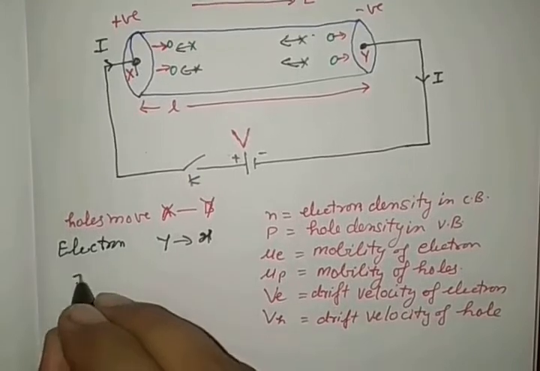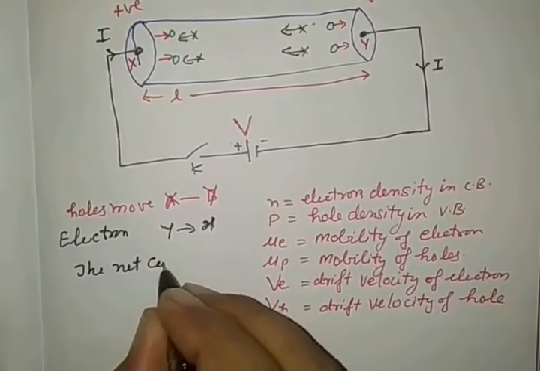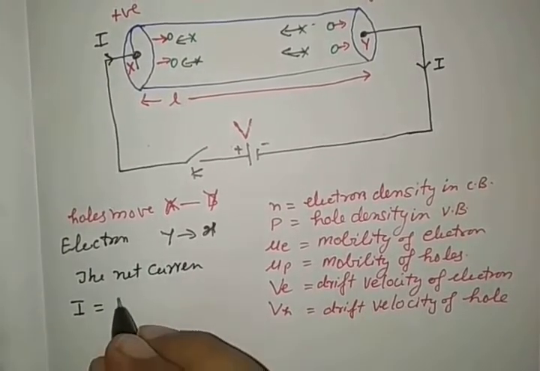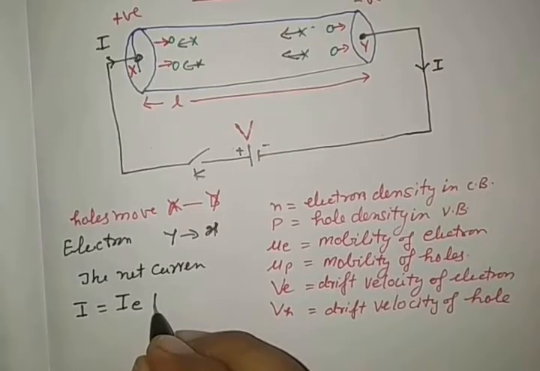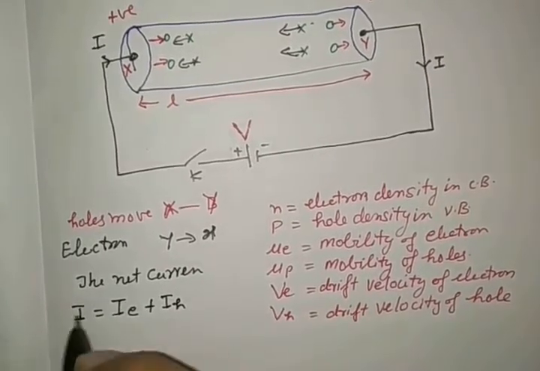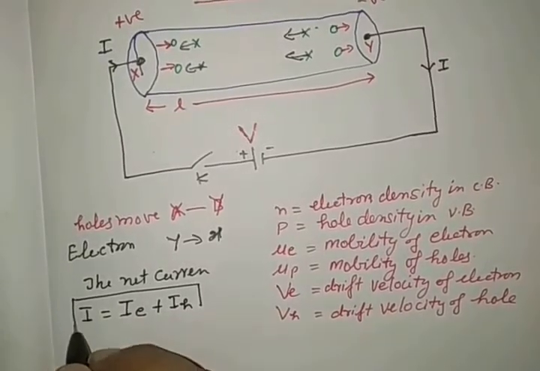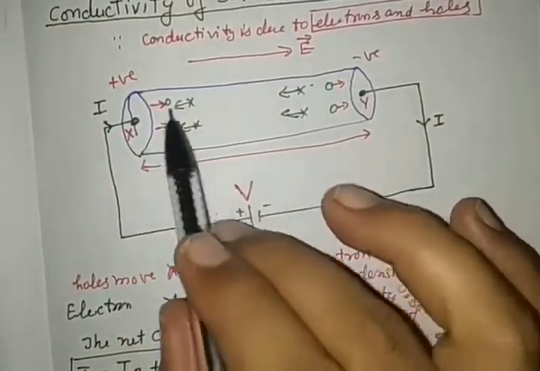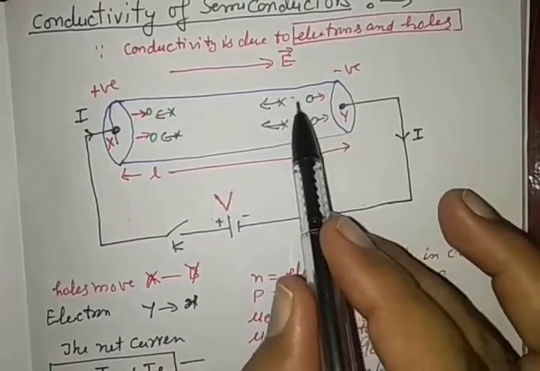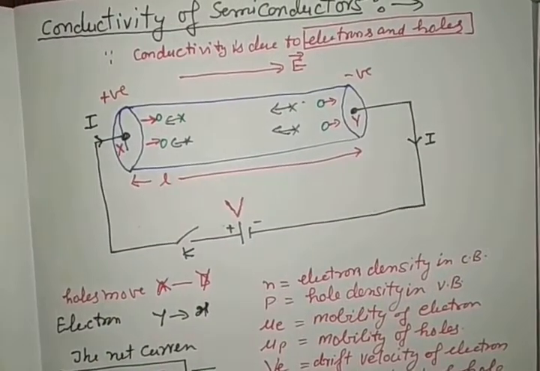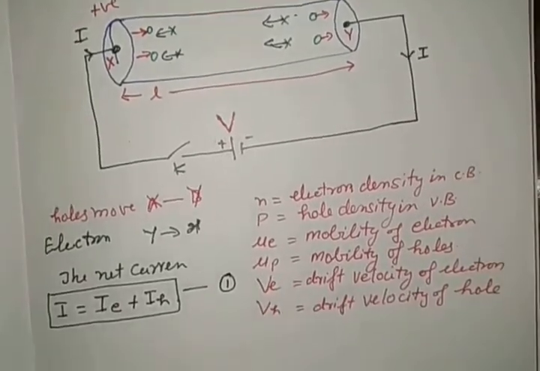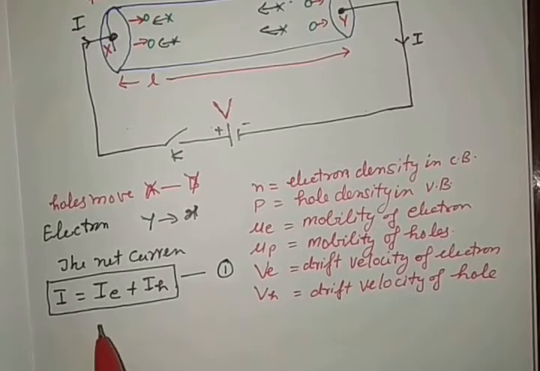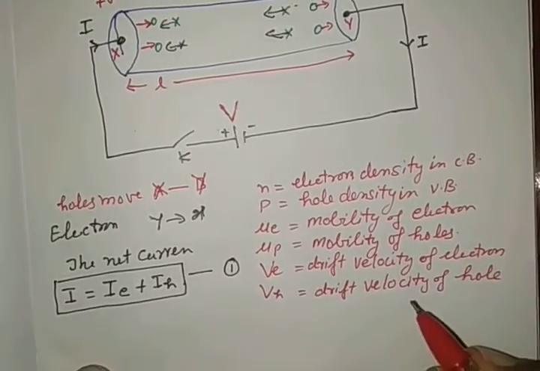Hence the net current I is given by the formula: current due to electrons plus current due to holes. With the help of electrons and holes, current flows from X to Y, in the direction of holes flow, which is opposite to the flow of electrons. So this satisfies the conditions. Now see some of the symbols we will use and their meanings, and thereafter we will proceed.